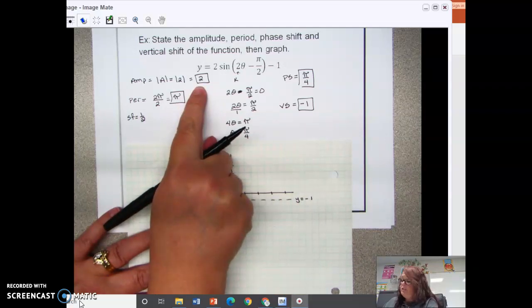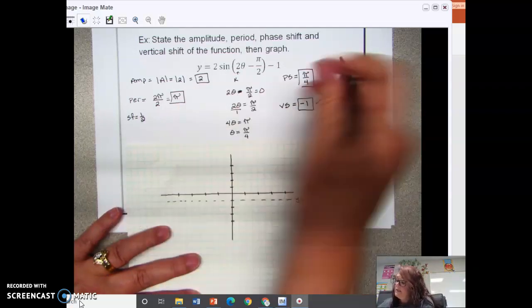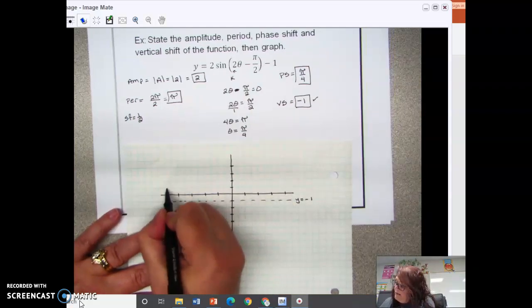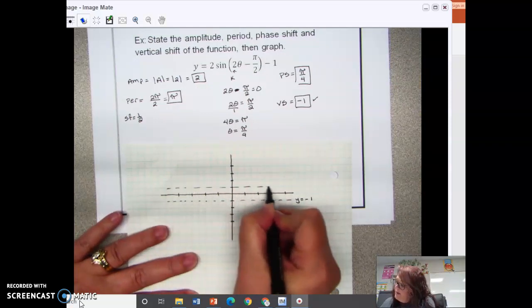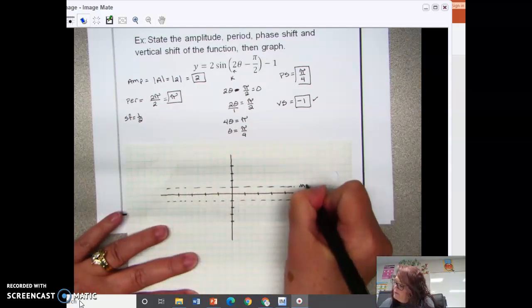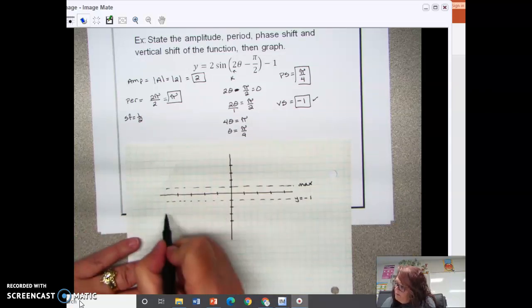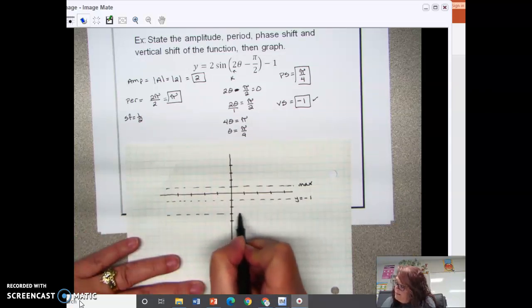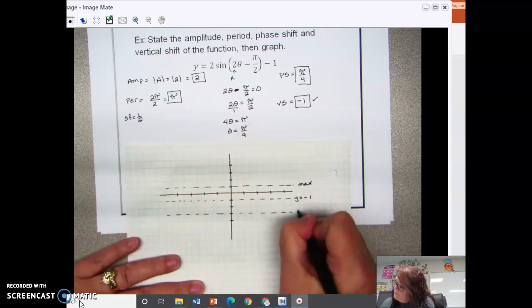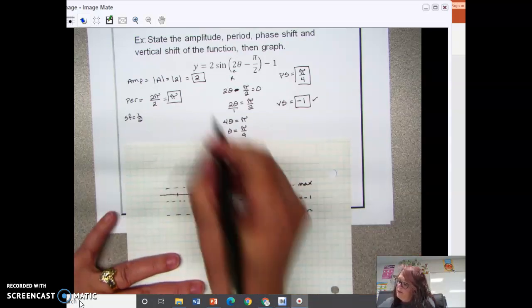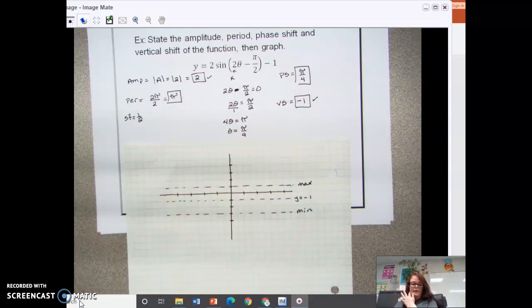My amplitude is 2, so I've taken care of this. My amplitude is 2, so I have a maximum line 2 units above. And I have a minimum line 2 units below my midline. So again, 1, 2 above is my max, 1, 2 below is my min, so I've taken care of my amplitude of 2.